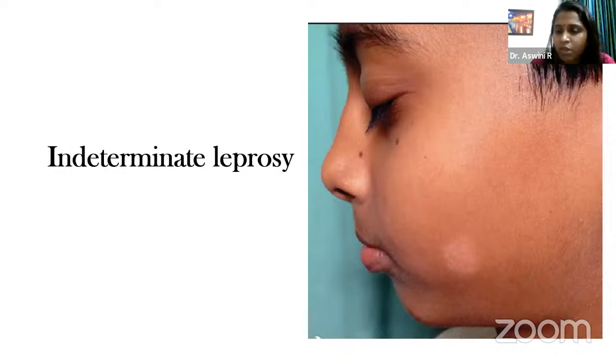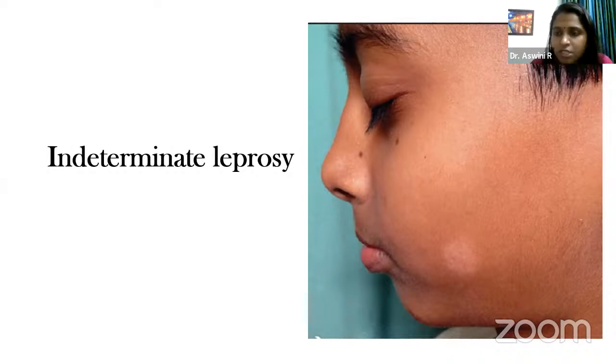So now this is important. This is called indeterminate leprosy. So till now I was speaking about TT, BT, BB, BL, and LL. But sometimes we may not be able to categorize a person into any of these categories. And then we call it indeterminate. We may not even be able to diagnose it as a case of leprosy.